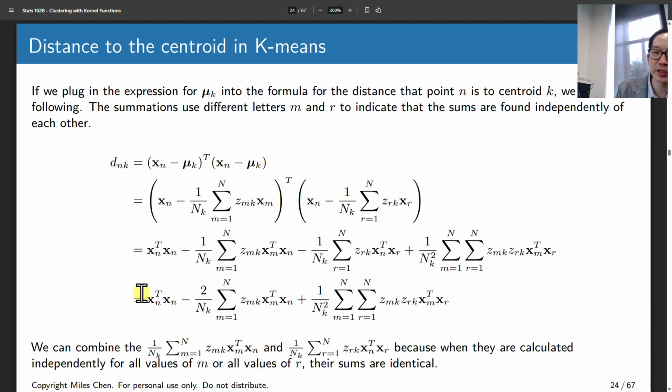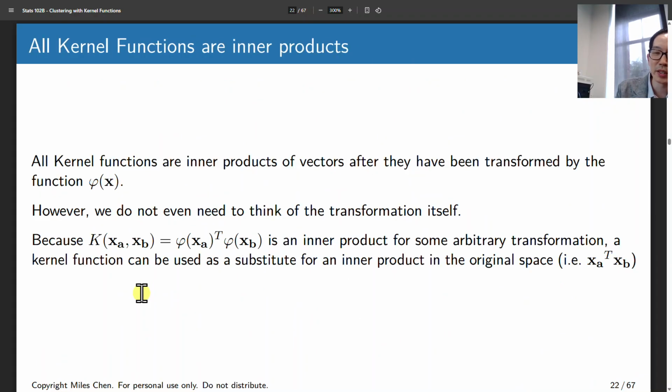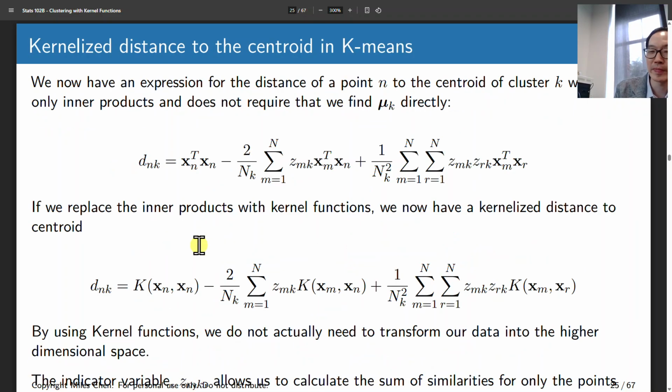And this kernel function, remember, we can think of just as the inner product between a transformed x thing, okay?